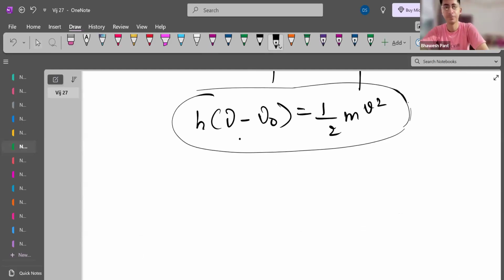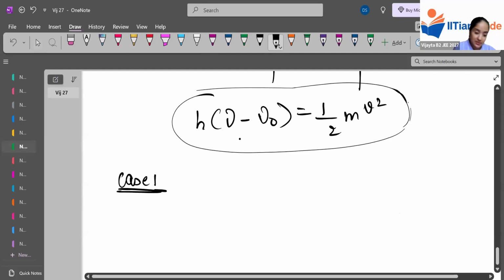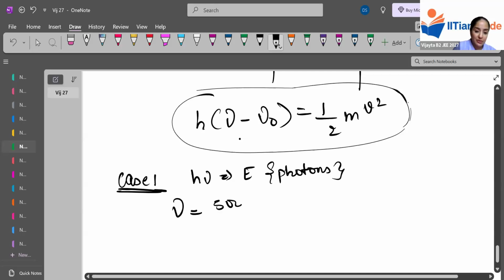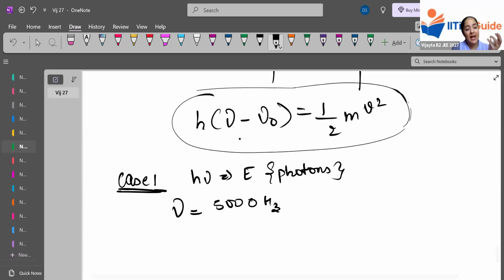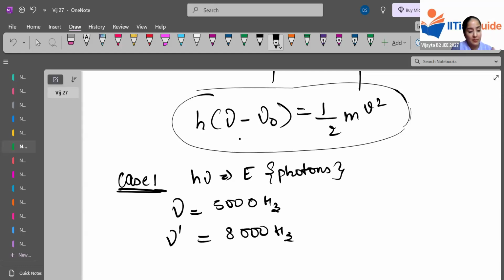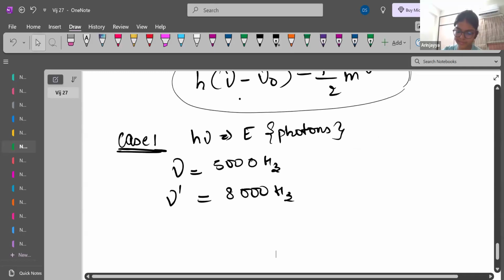Yes, ma'am. So let us study two cases associated with this. I have taken h nu as the energy of the photons. H is a constant. Let us assume nu was 5000 hertz. I'm just randomly assuming a number. Instead of nu, I take nu dash, which is 8000 hertz. Okay, beta. What will be the change now which will be observed?